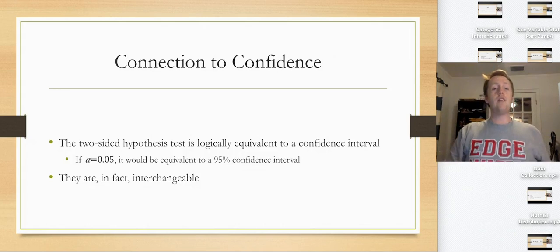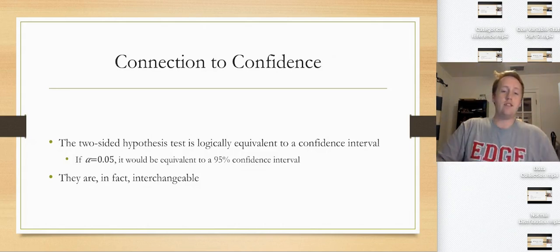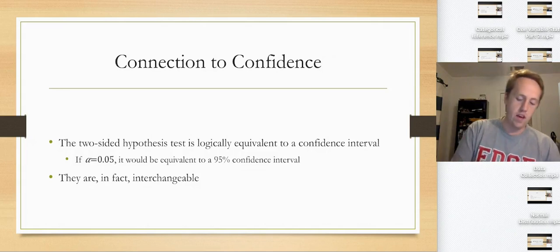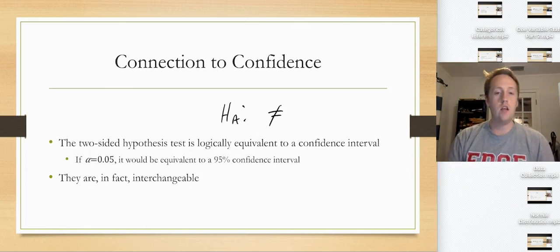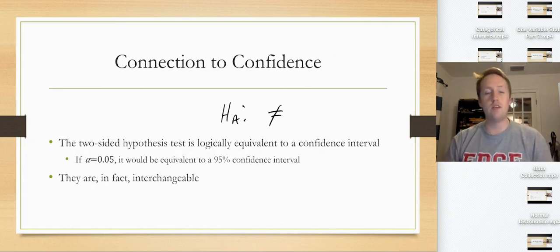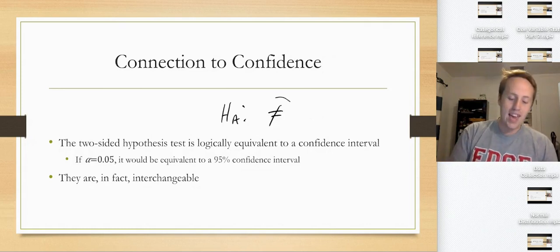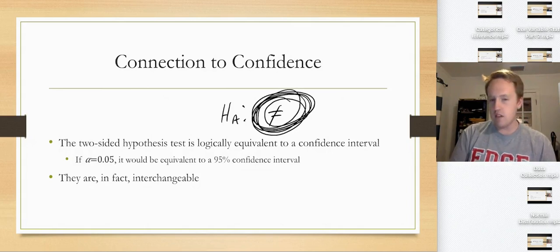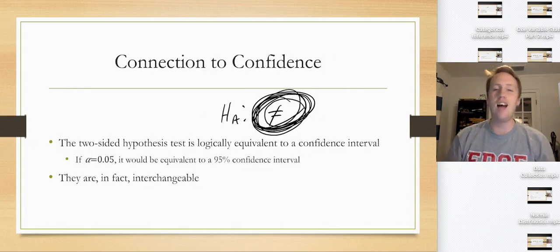There's a connection to confidence interval when you do a two-sided test. So a two-sided hypothesis test, so that's when we have not equal in the alternate, that's logically equivalent to a confidence interval. So for example, alpha equals 0.05 is equivalent to a 95% confidence interval, very specifically, if this is in your alternate. If you have less than or greater than, it's not logically equivalent to a confidence interval.